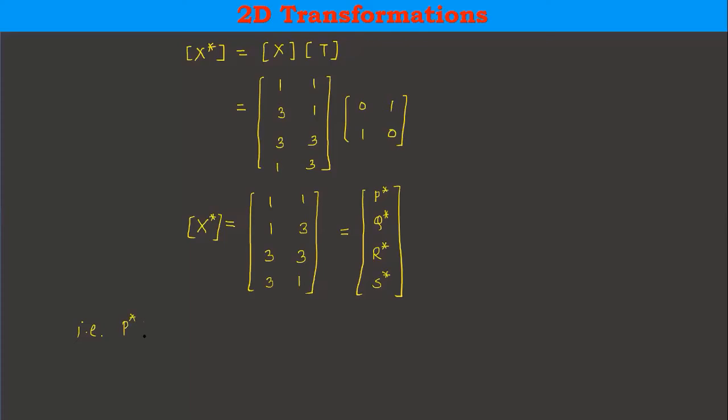P star 1, 1, then Q star 1, 3, R star 3, 3, and S star 3, 1. So these are the transformed quadrilateral, P star, Q star, R star, and S star.